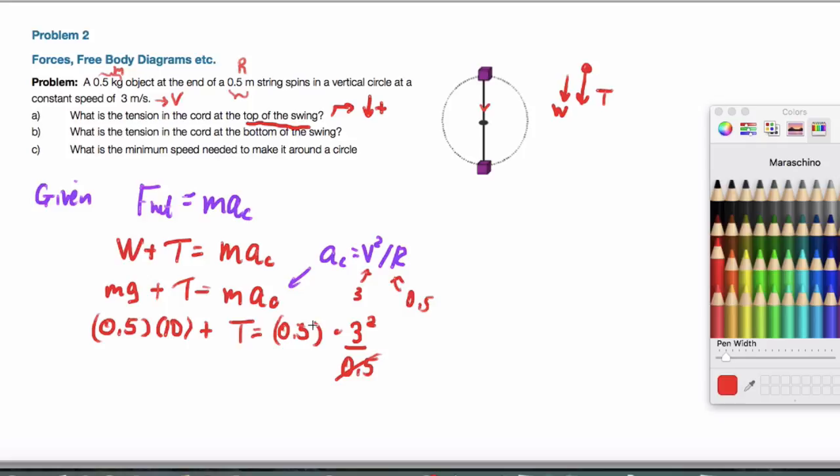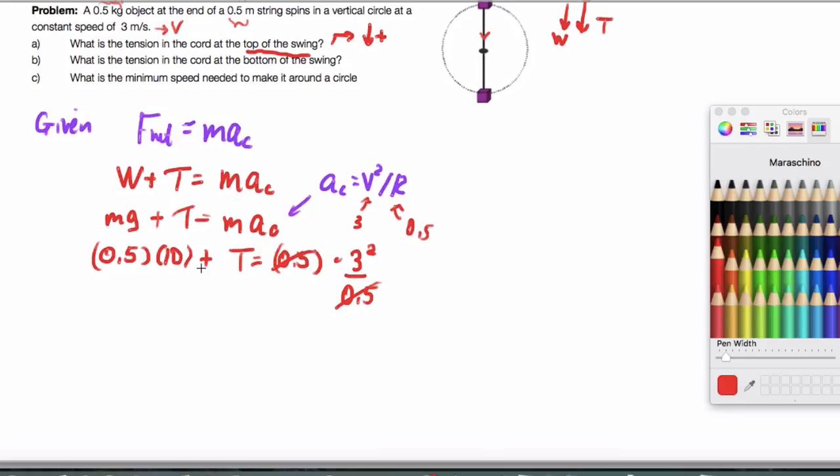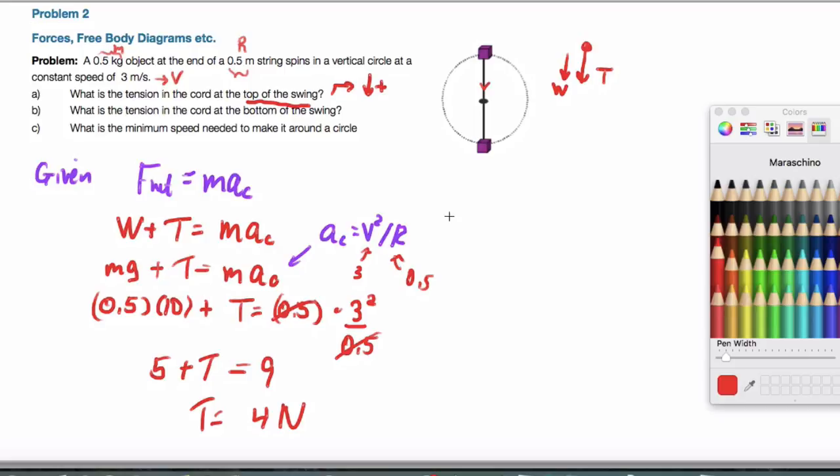And it turns out these cancel. It's just a coincidence. And that this is 0.5 and that's 0.5. So we get 5 plus T is going to be 9 newtons. And so we get a tension of 4 newtons in the cord. That's how we resolve part A.